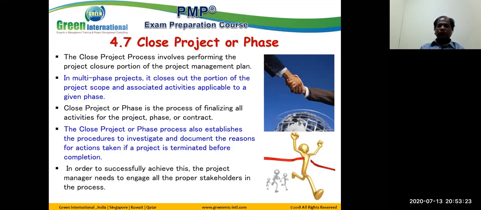In order to successfully achieve this, the project manager needs to engage all the proper stakeholders in this process. As I told you before, closure is not an easy job. Lot of difficulties. You will not get the cooperation of the stakeholders in performing the closure activity. So you should define well the closeout procedure as part of the project management plan, so that everybody should have prepared all the closeout documents along the way of execution and control.